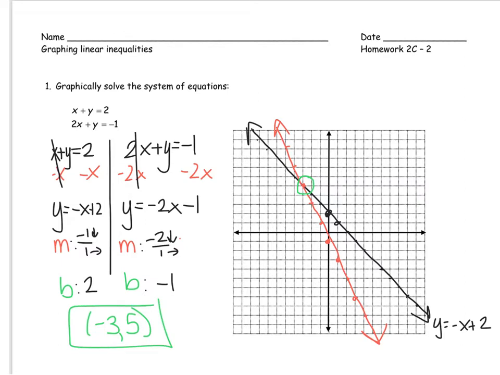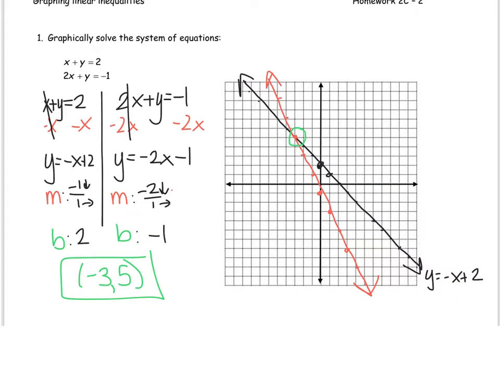So that's our solution. We just got to add this little finishing touch over here by labeling our line. So we have y equals -2x minus 1. So we are good. Next question.